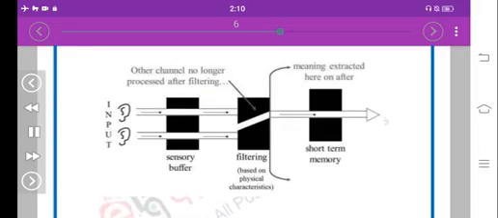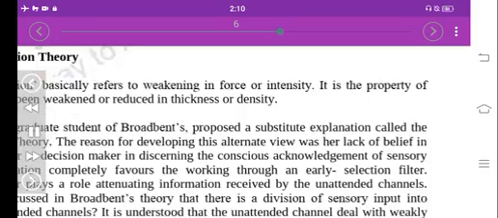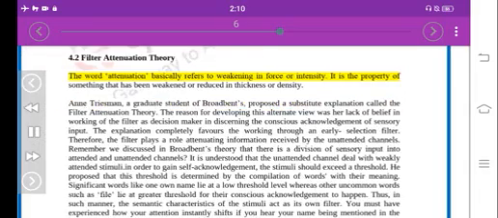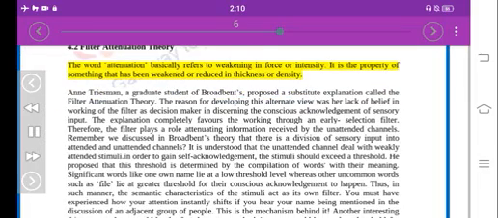4.2 Filter attenuation theory. The word attenuation basically refers to weakening in force or intensity. It is the property of something that has been weakened or reduced in thickness or density. Anne Treisman, a graduate student of Broadbent's, proposed a substitute explanation called the filter attenuation theory. The reason for developing this alternate view was her lack of belief in the working of the filter as decision maker in discerning the conscious acknowledgement of sensory input.